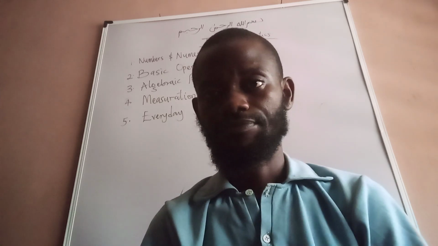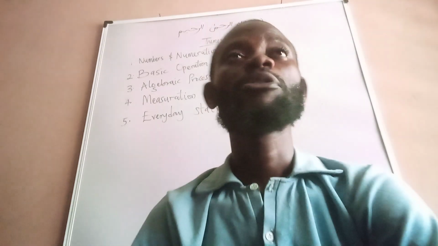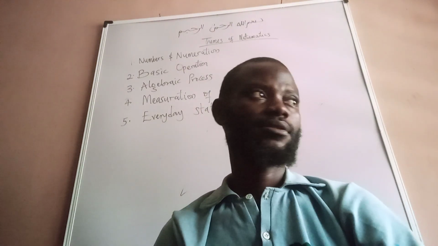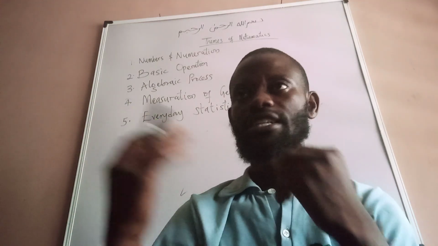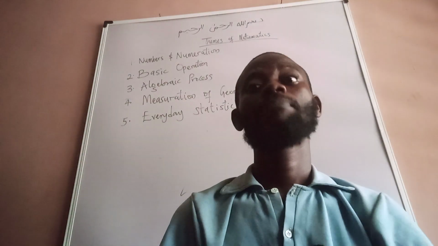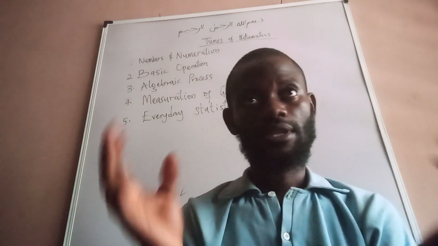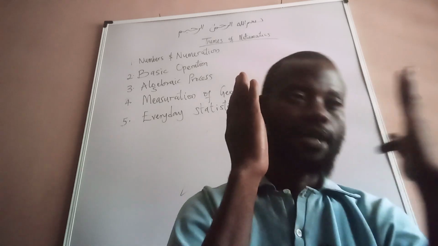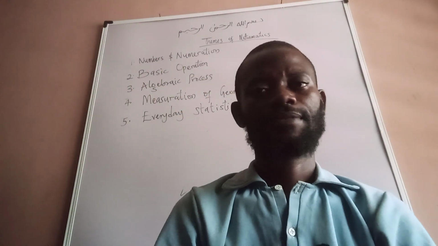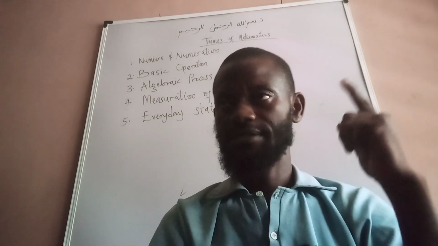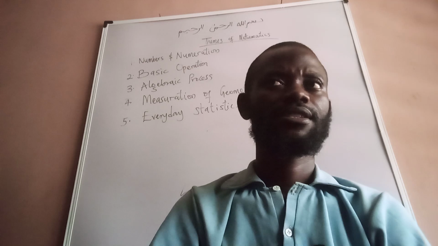So the second thing is basic operations. Say add a plus b, add 2 plus 4, multiply. So addition, subtraction, division, multiplication, all those are basic operations. You are doing nothing other than adding or subtracting two numbers or more numbers. Remember, the first one is numbers and numerals. The second one is basic operations.